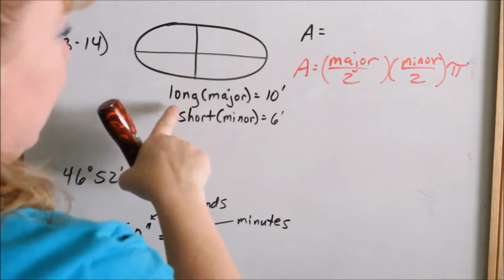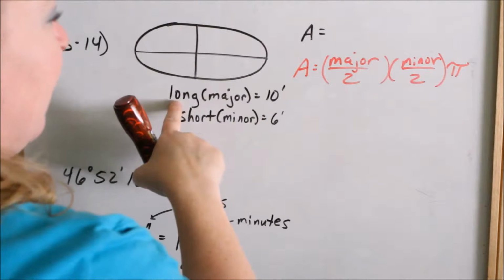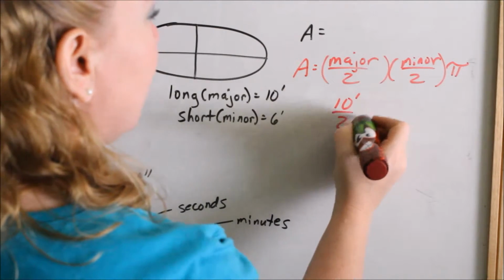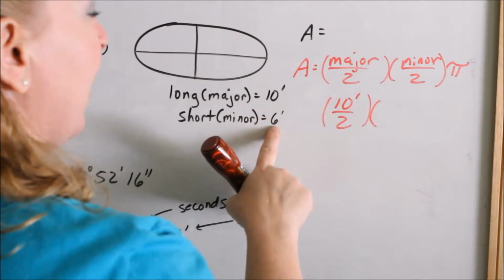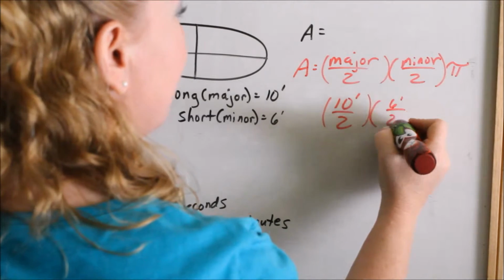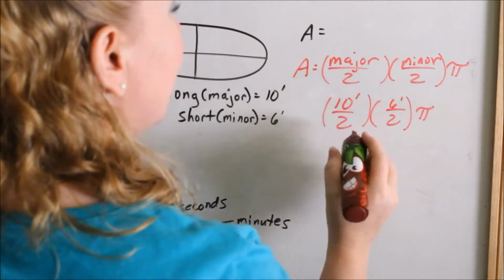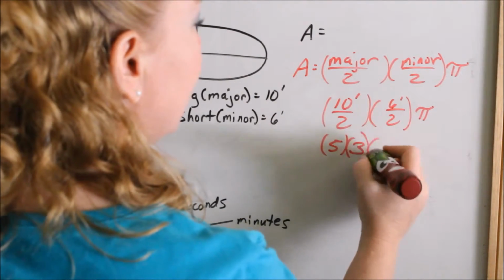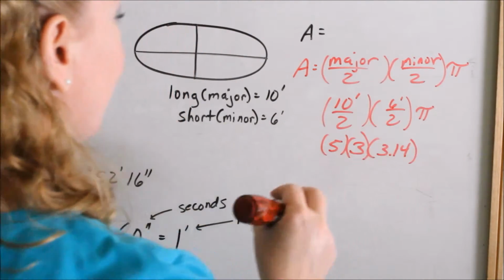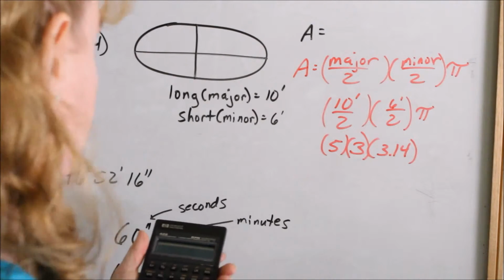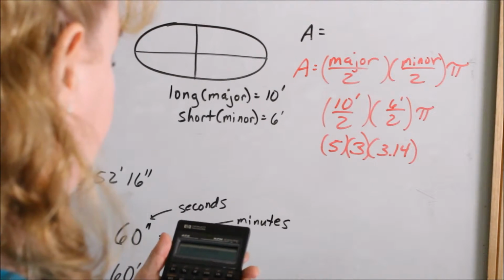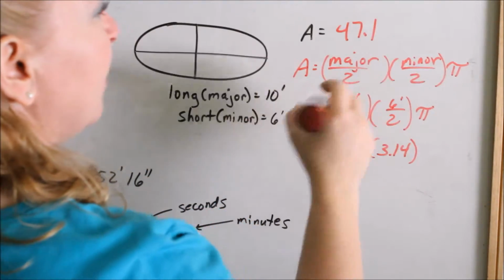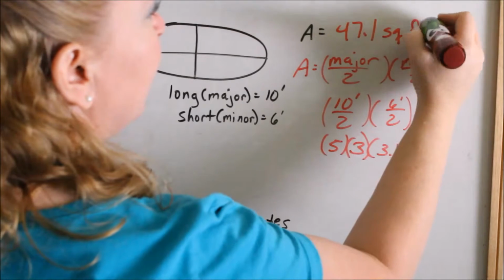The length of your major axis. In the book it tells us that the long axis or the major axis is 10 feet. So 10 feet divided by 2. The length of your minor axis is 6 feet. Divide that by 2 and then multiply by pi. So 10 divided by 2 is 5. 6 divided by 2 is 3, times 3.14. So that would be 5 times 3 is 15 times 3.14. 47.1, and we're dealing with feet, so that would be square feet.